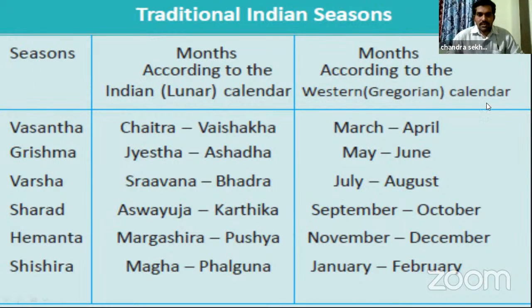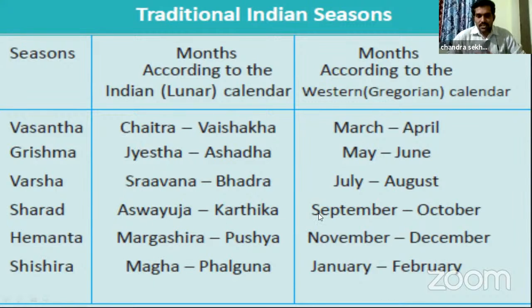According to our Gregorian calendar or our climatic conditions, we are discussing only three seasons: rainy season, winter season, and summer season. If you see the Vasanta season, between Chaitra Masam and Vaishaka Masam, it is March to April. Grishma, Jyeshta, Ashada, in the months of May and June. Varsha Rutu, Shravana and Bhadrapada months, between July and August. So if you compare the Indian calendar with the Gregorian calendar, the months are like this.